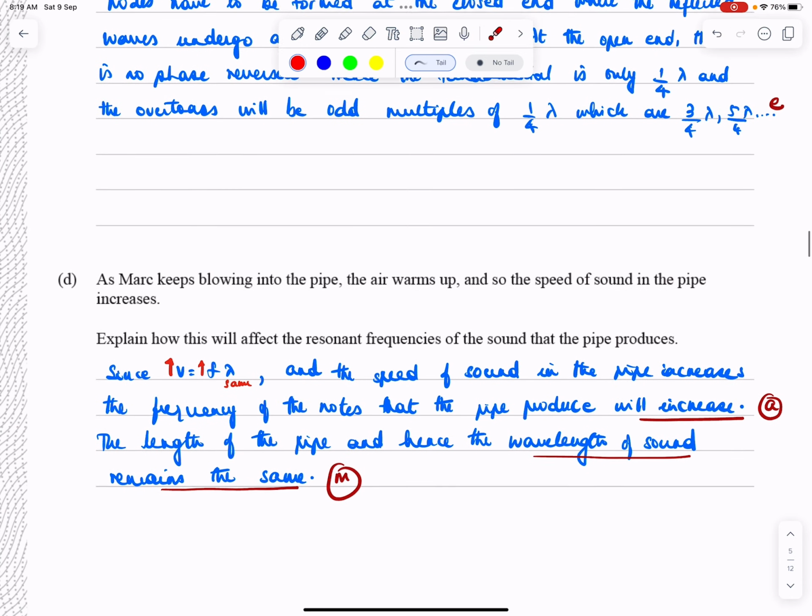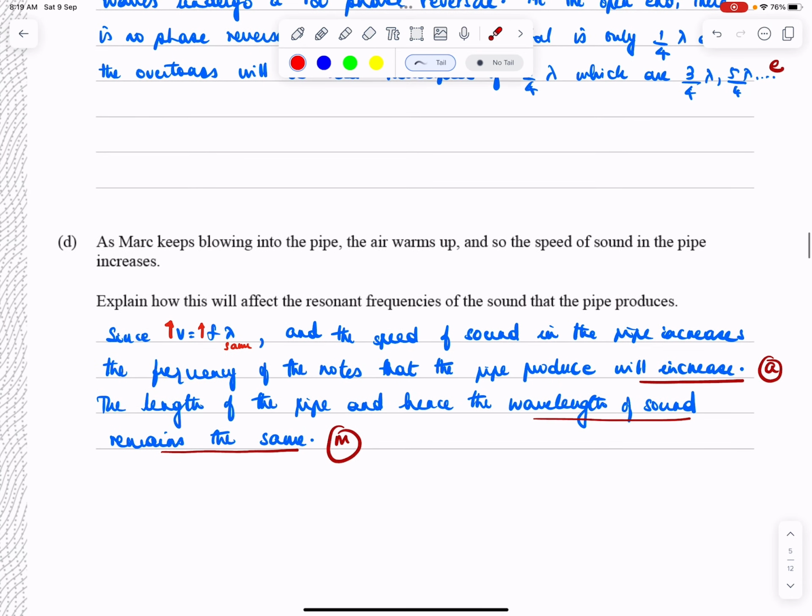As Mark keeps blowing into the pipe, the air warms up, so the speed of sound in the pipe increases. How will this affect the resonant frequencies of the sound that the pipe produces? So I've used the wave equation here, and so when the speed increases, your wavelength stays the same, your frequency will increase.